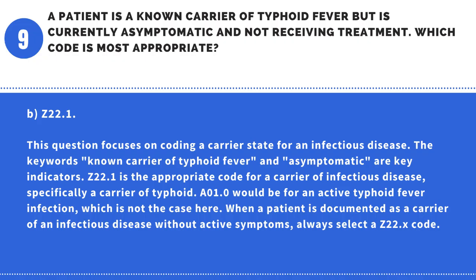Z22.1. This question focuses on coding a carrier state for an infectious disease. The keywords known carrier of typhoid fever and asymptomatic are key indicators. Z22.1 is the appropriate code for a carrier of infectious disease, specifically a carrier of typhoid. A01.0 would be for an active typhoid fever infection, which is not the case here. When a patient is documented as a carrier of an infectious disease without active symptoms, always select a Z22.X code.